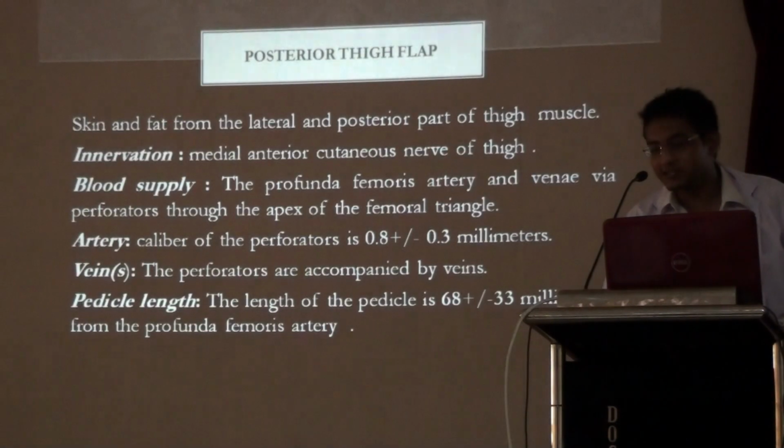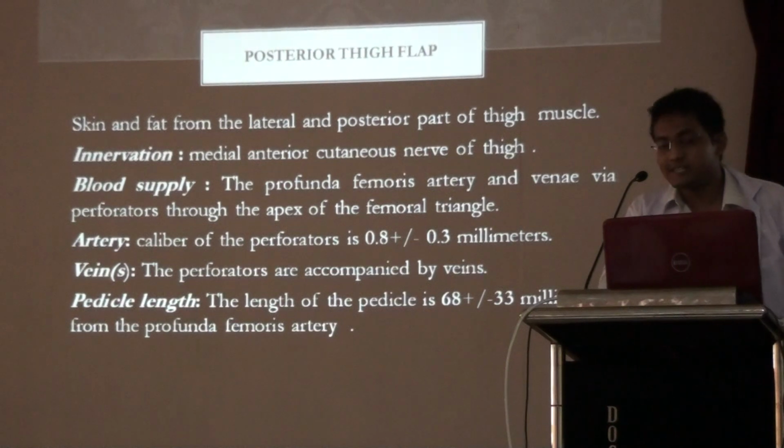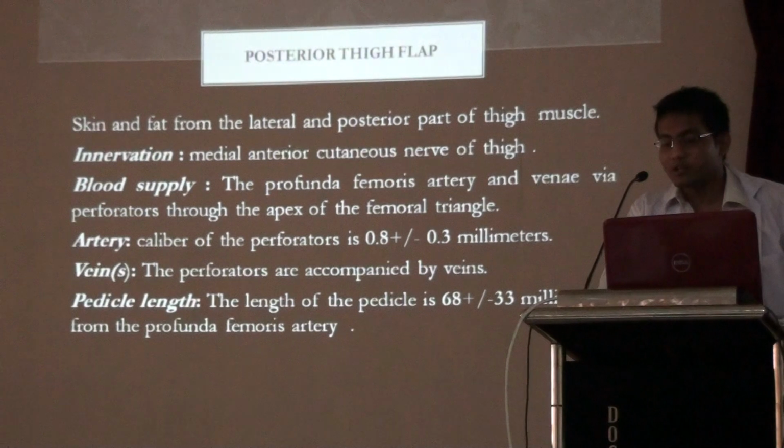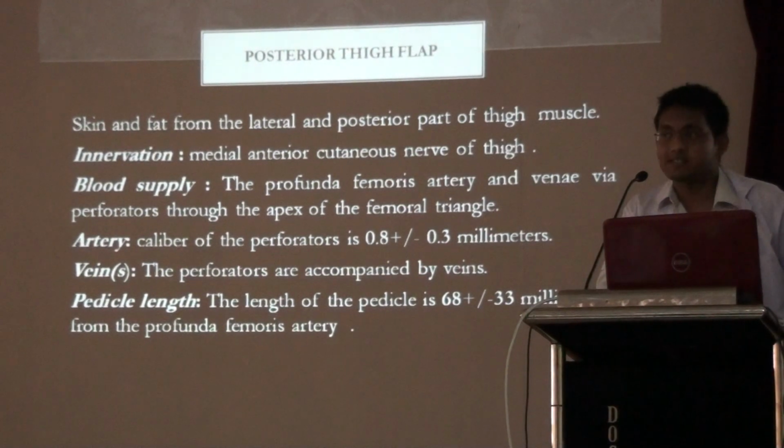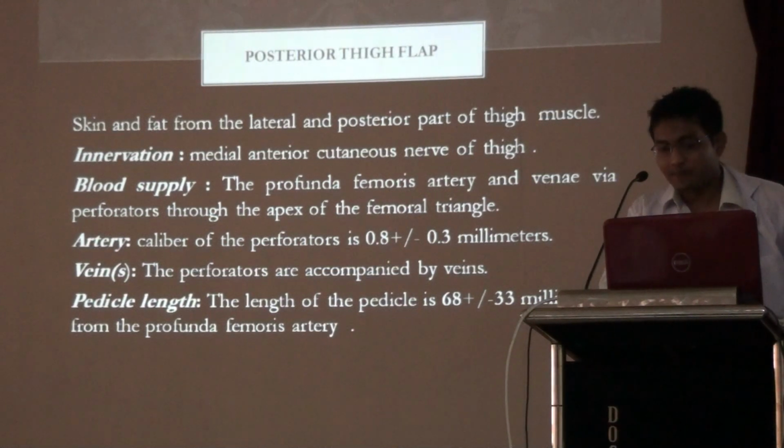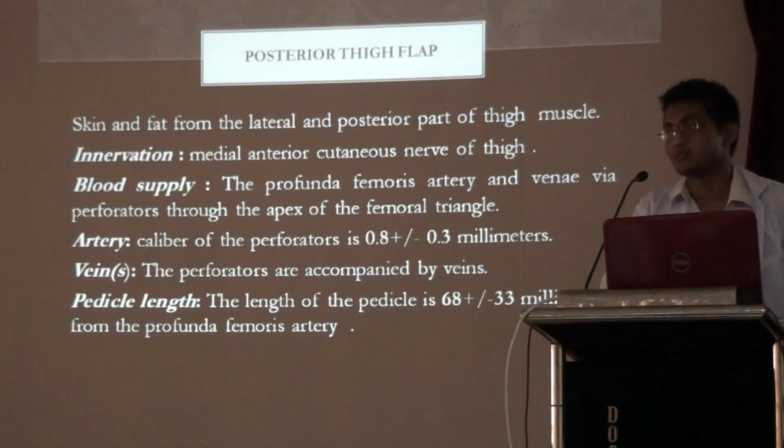And we did the posterior thigh flap, so something about it. Skin and fat from the lateral and posterior part of the thigh are included. With the medial anterior cutaneous nerve, this flap can be used as a sensory flap. The blood supply is the profunda femoris artery. The caliber of the perforators is 0.8 plus or minus 0.3 millimeter. The perforators are accompanied by veins. The pedicle length is around 68 plus or minus 33 millimeters from the profunda femoris artery.